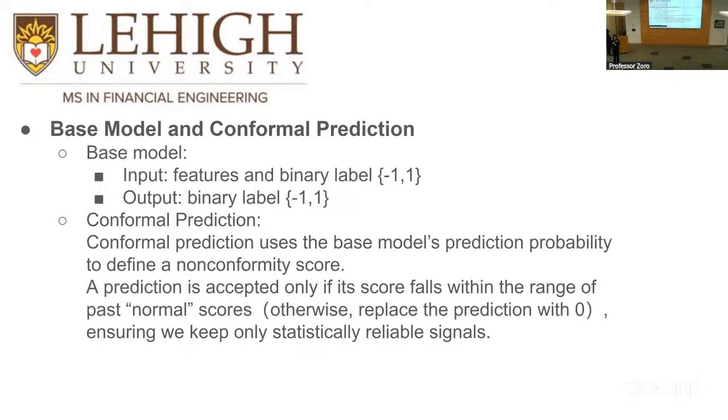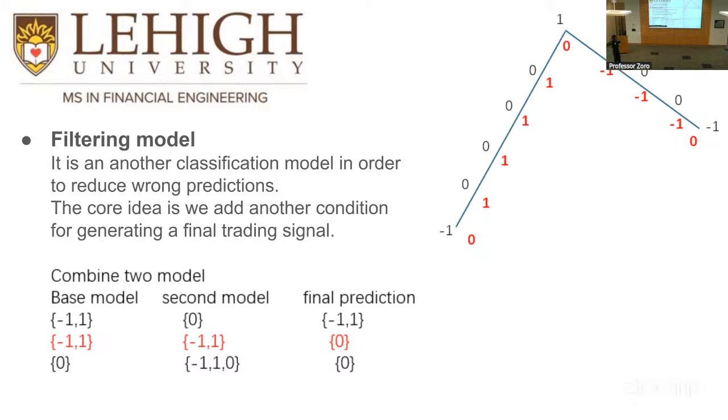Think of this. We will always have wrong predictions, but not all wrong predictions are equally problematic. For example, if the wrong prediction is 0, then we won't trade based on that signal, so this won't lead to a false trade. But if the wrong prediction is -1 or 1, we would trade based on the signal, so this would lead to a false trade. So we add the second filtering model. This helps us to reduce the wrong predictions which will lead to false trades.